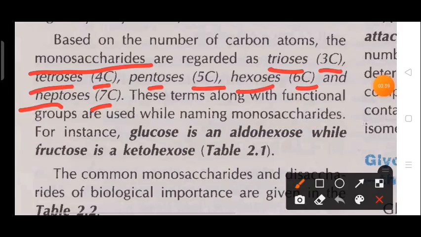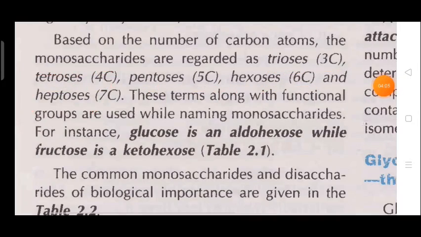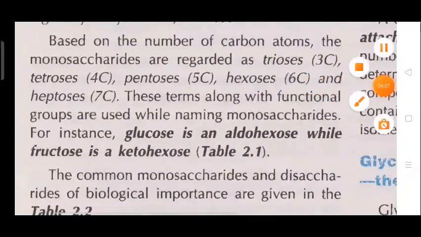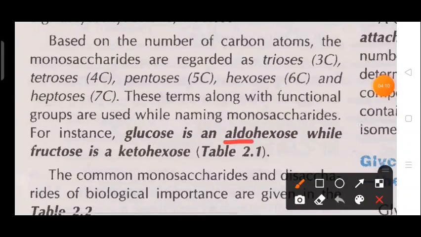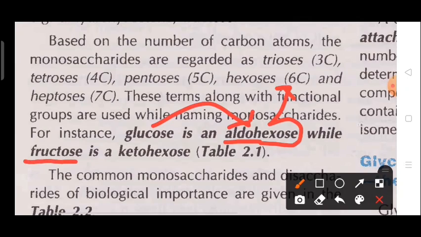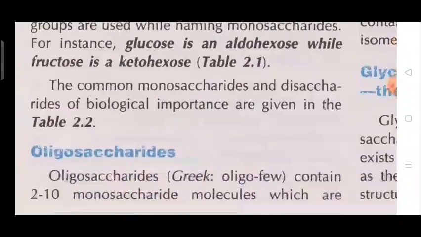For example, glucose is also known as aldohexose. Why is it called aldohexose? It has an aldehyde functional group, and hexose means having 6 carbon atoms. So glucose is aldohexose. If we take another example, fructose is ketohexose. Ketone is present as the functional group and it has 6 carbon atoms. So in naming a monosaccharide, we use the functional group as well as the number of carbon atoms.